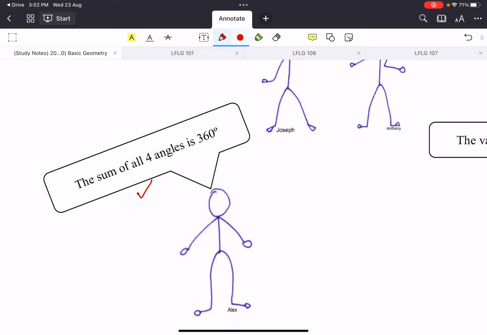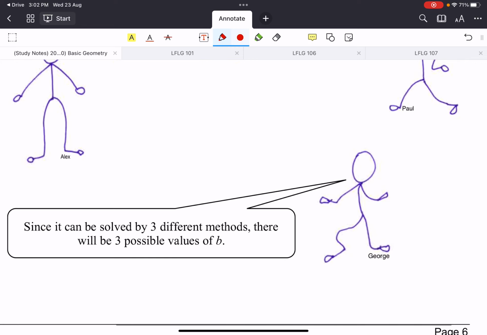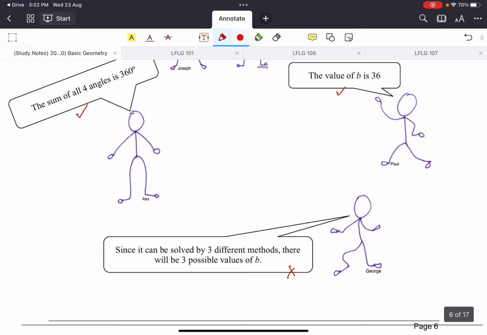So we actually adopted the argument used by Alex, right? And if you work it out, Paul has already worked it out. So actually Paul is correct because I had worked out this question. But if you have tried it on your own, I hope you did also get 36. And George says that it can be solved by 3 different methods. No, not really, right? We just stick to the one that is foolproof, and that's the one provided by Alex in this case.